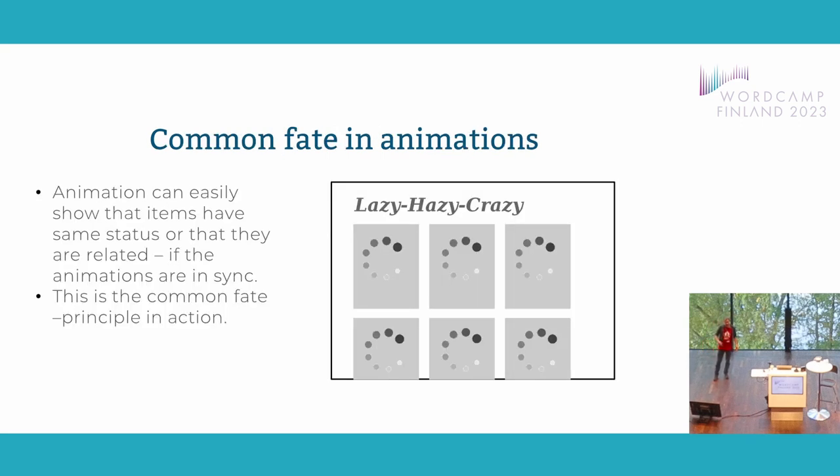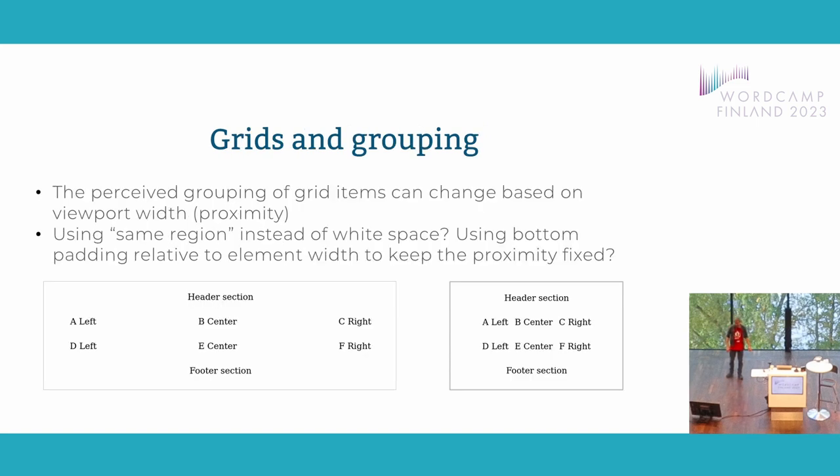And common fate comes up maybe with lazy loading. Sometimes we have animations that show that these things are still loading. There we can see that these are similar items, or other animations we use to signal that something is processing. And this is the common fate.